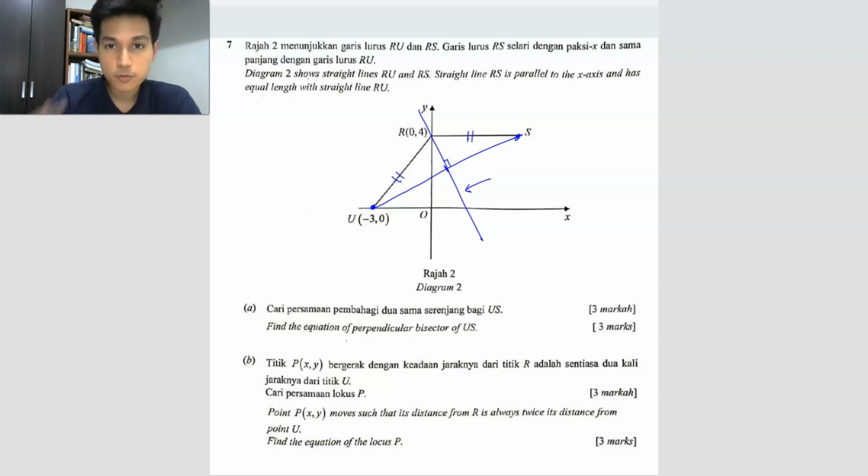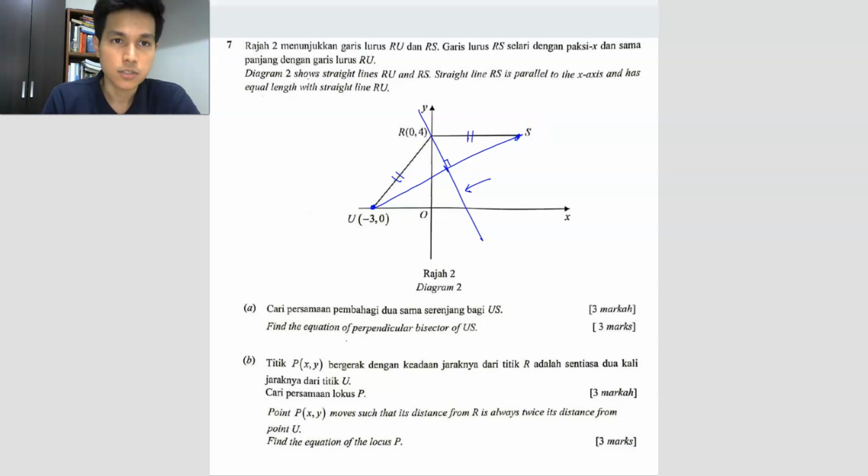Okay, so there are a few things you have to do. The first step is you want to find the gradient of this line here, the US line. You want to find the equation of that line, but you don't know the coordinate of S, correct?